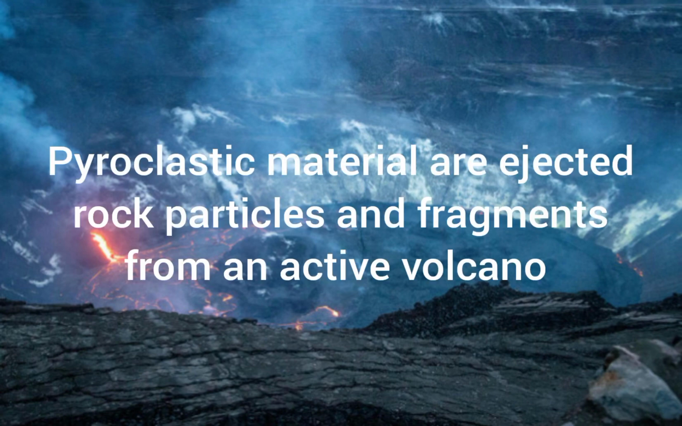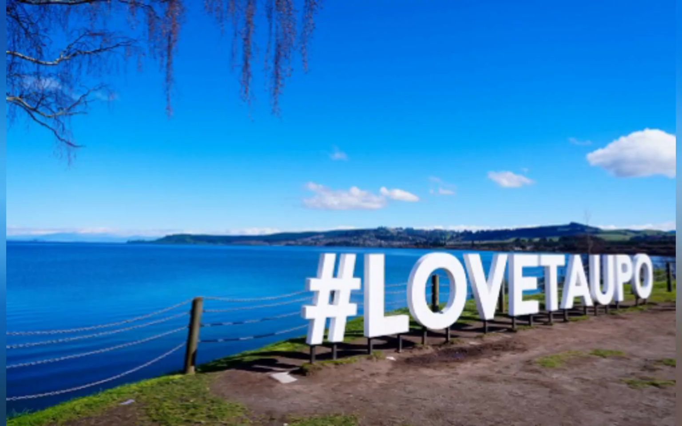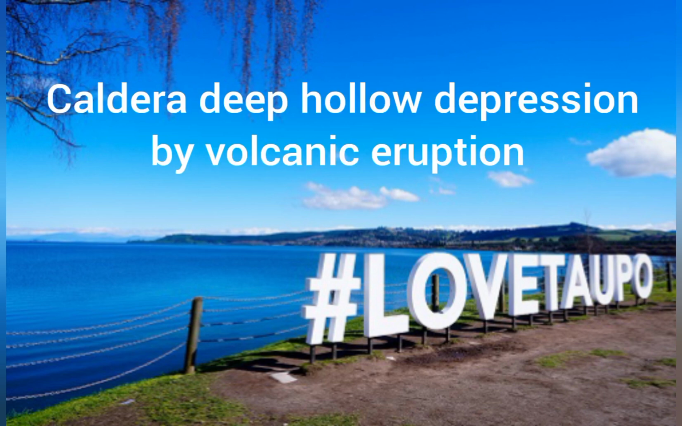So, pyroclastic materials and debris are the rock fragments which have been ejected from an active volcano. Such an example of a lava dam is Lake Taupo, which is in New Zealand. It is the largest surface lake of New Zealand. This is formed on a large crater, which is in the form of a caldera right now. A caldera is basically a very deep depression which is formed due to volcanic eruption. It is in the form of a cauldron, that is why it is called a caldera.